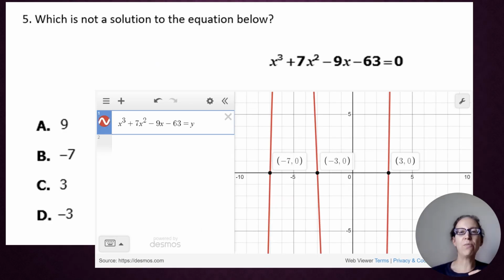All right, another one with Desmos. So this time I'll remember to say it. Pause the video and check out how you would answer this, which is not a solution to the equation below. And then unpause the video and let's check out what we would do.